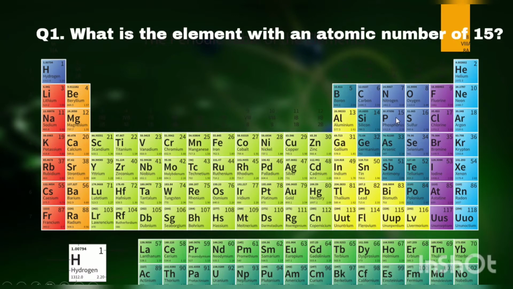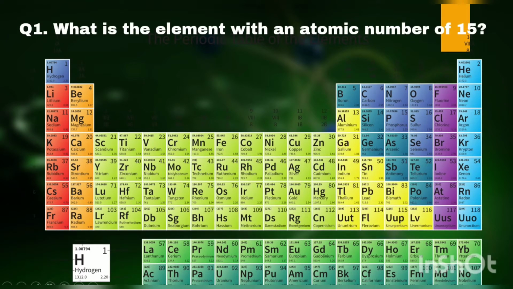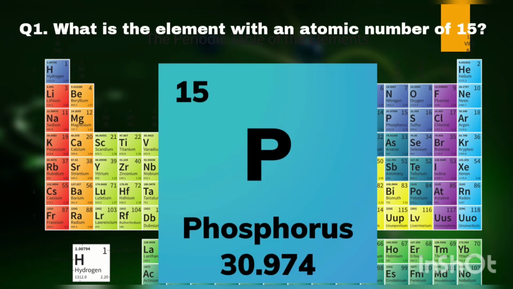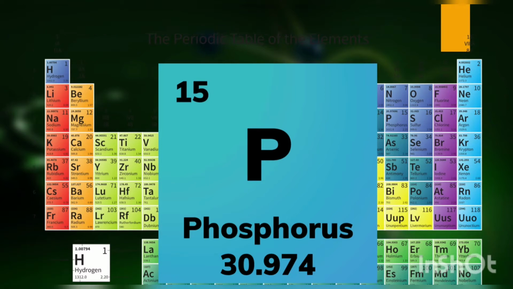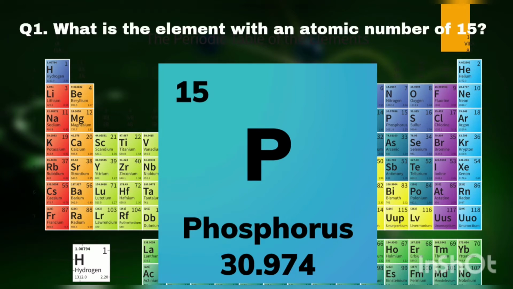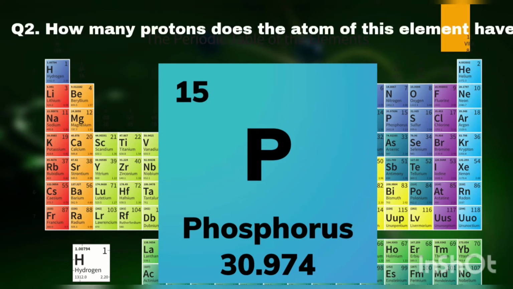So you have here the element with an atomic number of 15 is phosphorus. The atomic number of the element is located on the upper left part or left superscript. How many protons does the atom of this element have? The answer is also 15.